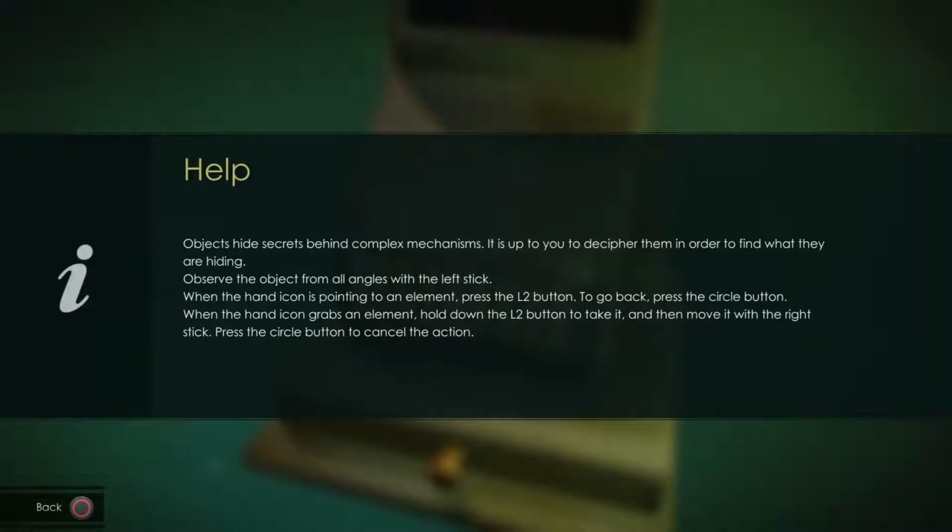Objects hide secrets behind complex mechanisms. It is up to you to decipher them in order to find what they are hiding. Observe the object from all angles with the left stick. When the hand icon is pointing to an element, press the L2 button. To go back, press the circle button. When the hand icon grabs an element, hold down the L2 button to take it, and then move it with the right stick. Press the circle button to cancel the action.